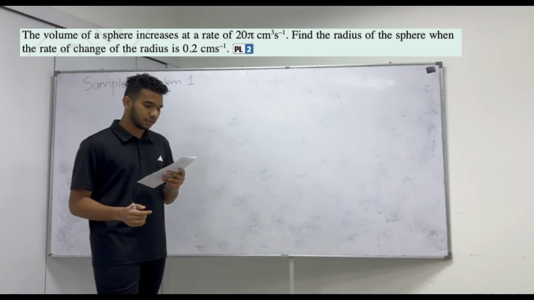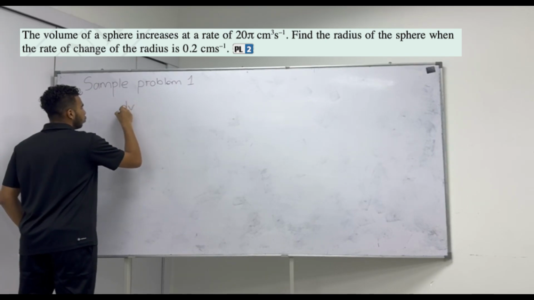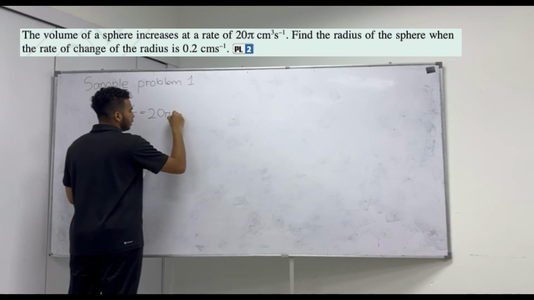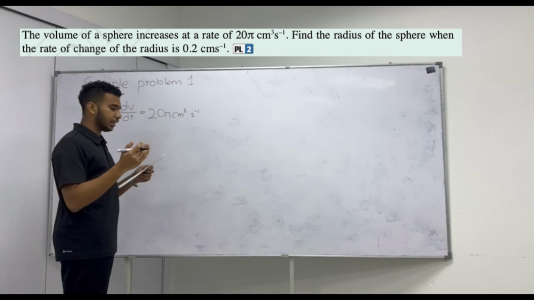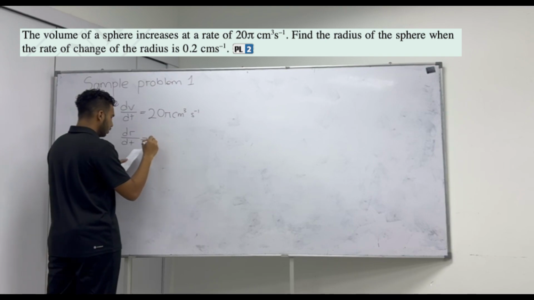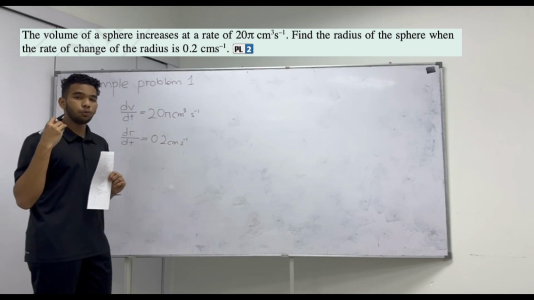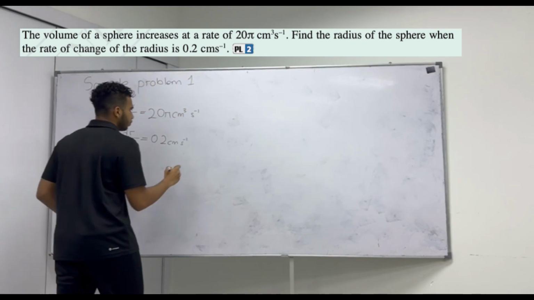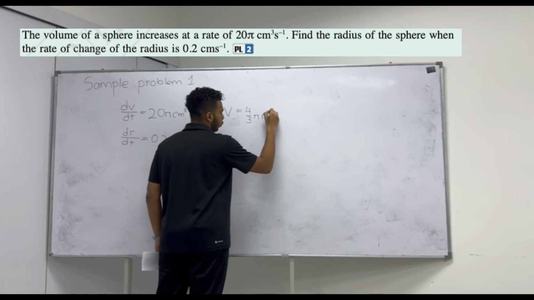So let's write the information first. Volume increases at a rate, so dV/dt is given by 25 cm³ per second. The next information: radius increases at a rate, meaning dr/dt, and the value given is 0.2 cm per second. What we need to find is the radius of the sphere. As we all know, V equals 4/3 πr³.